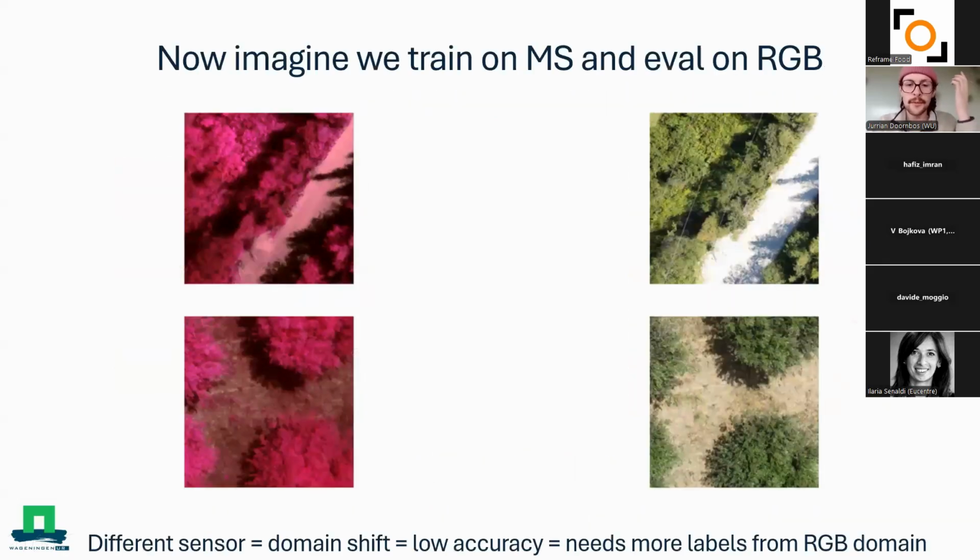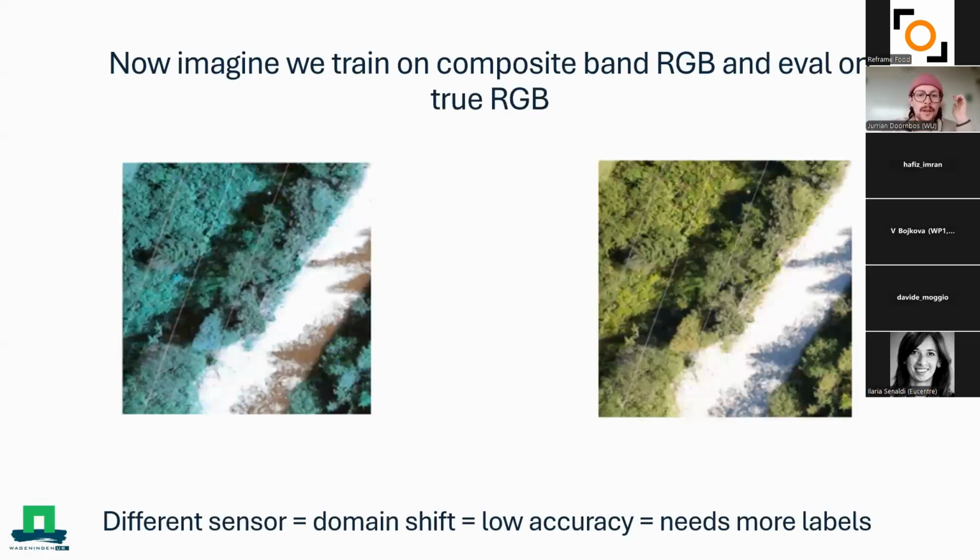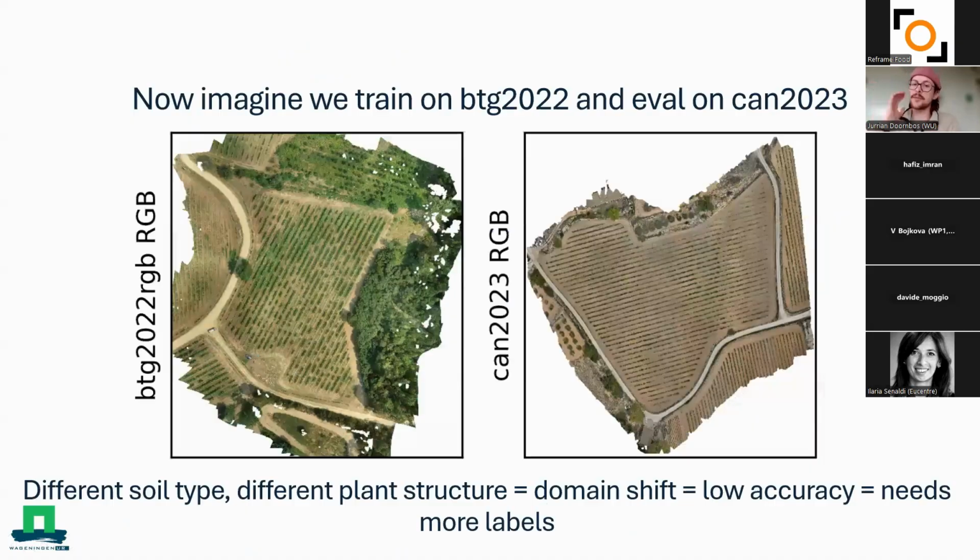What if we have a great model, but we trained it on multispectral images? Well, this is a very big domain shift. They go from this false color, these pink high infrared images, to a normal RGB image. Your model collapses. You need more labels or more training data. What if we have a composite RGB? This is very bluish and not really the bright green we know from a true RGB image. You need new labels.